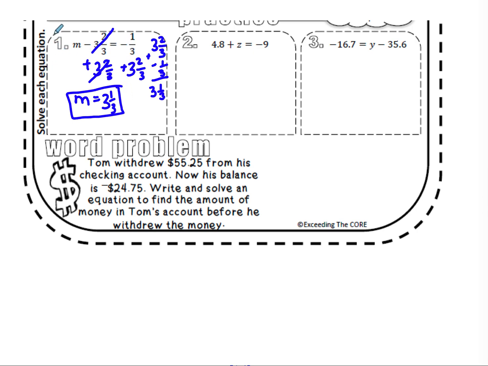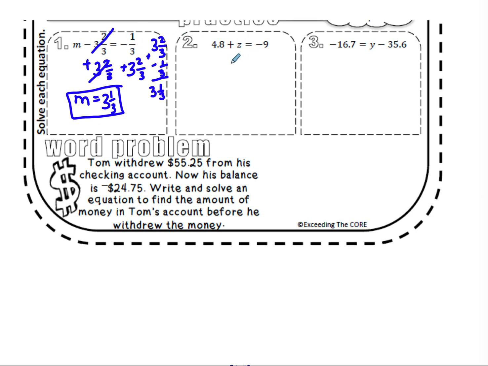If I wanted to check it, I could put it back into the equation. They didn't say to check. Sometimes they will. Most of the ones we do will say to check. I don't have a lot of space for my check, so I'm just going to kind of talk myself through it. 3 1/3 minus 3 2/3. You're taking away more than what you start with, so you're ending in the negatives, negative 1/3. Yep, that makes sense to me.